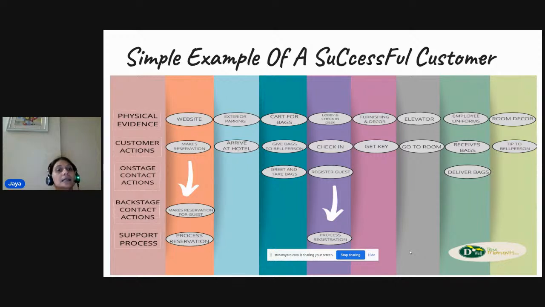The second thing is the customer actions. When the customer goes through the website, whether checking decor, or buying furniture, or looking for some other product, and the physical evidence satisfies the customer, then the customer takes the second step.